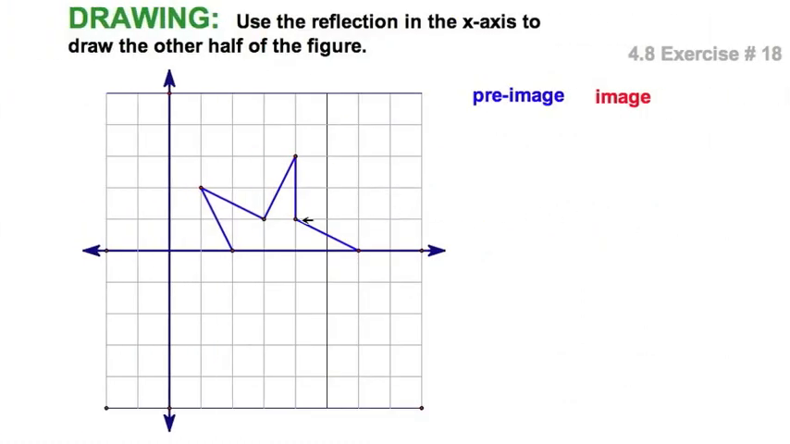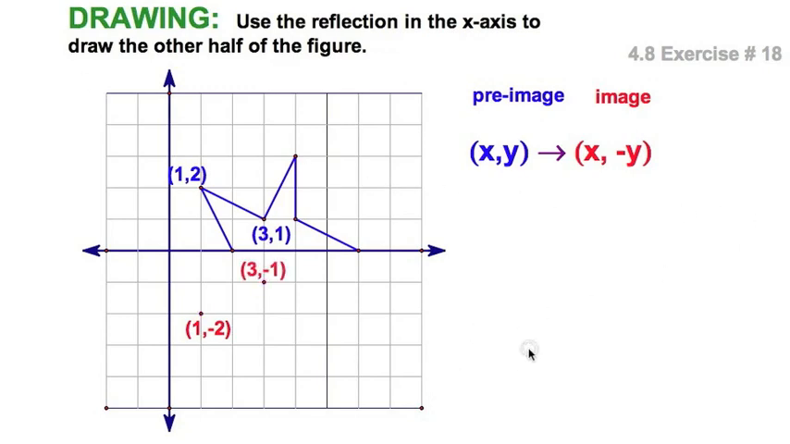Well, let's reflect this pre-image in blue across the x or horizontal axis. Now, you could do this without even taking this course, but let's be consistent here. This is our rule: (x, y) maps to (x, opposite of y). So let's see what that looks like. If this is the point (1, 2), which it is, then that would map over here to (1, negative 2). Again, (x, y) to (x, negative y). Now, if this were the point (3, 1), because it is, then you'd expect that would map or flip over to here, (3, negative 1). So the rest of the figure is the same, and there you go. You're just drawing a reflection.